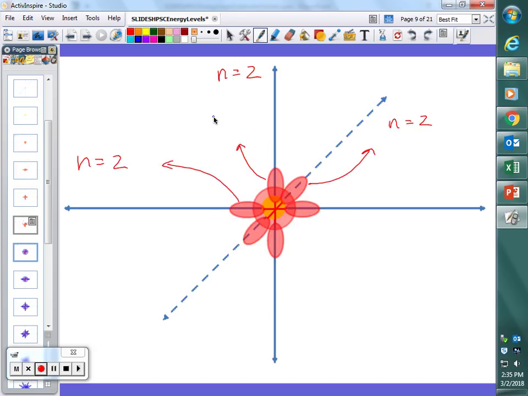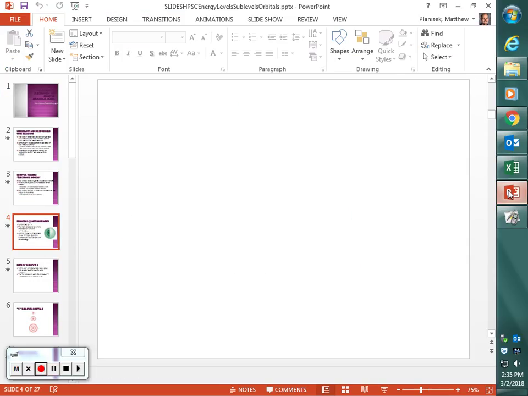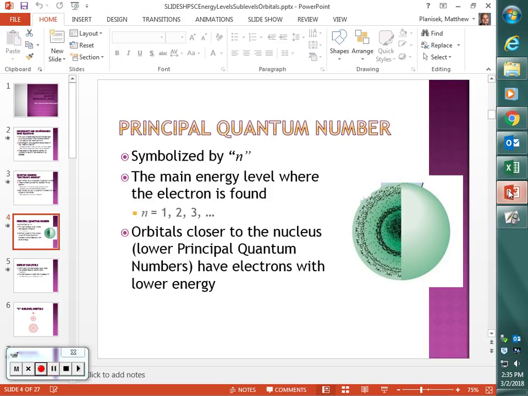So here there are 4 orbitals on this picture. Sorry, there are 4 red orbitals on this picture. All of them have a principal quantum number equal to 2, but they are clearly different from one another. Okay. So the next way that we start distinguishing orbitals from each other is by their shape.